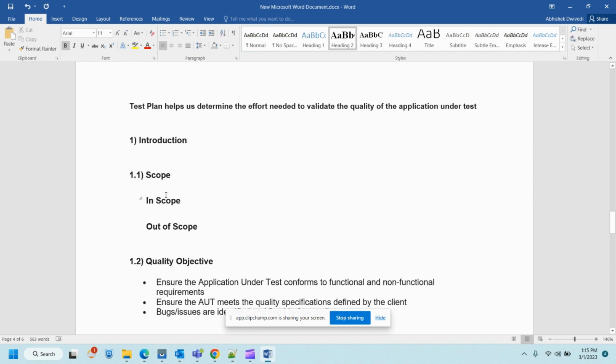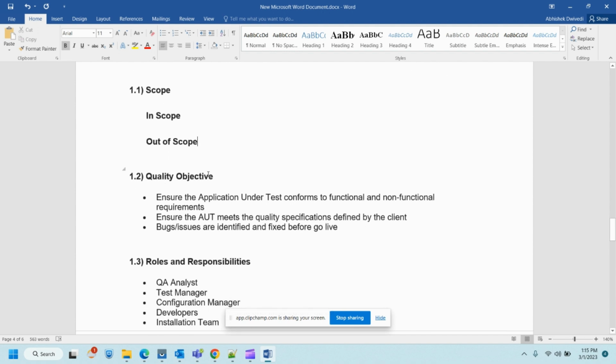So, introduction and scope. What is in scope and what is out of scope? In scope means if I am to test login, then I need to concentrate on login. Out of scope: when I am testing the login page, I do not need to worry about other things, like if after logging in we are moving to the home page. This is none of my concern because we are testing only the login page. Out of scope is the home page.